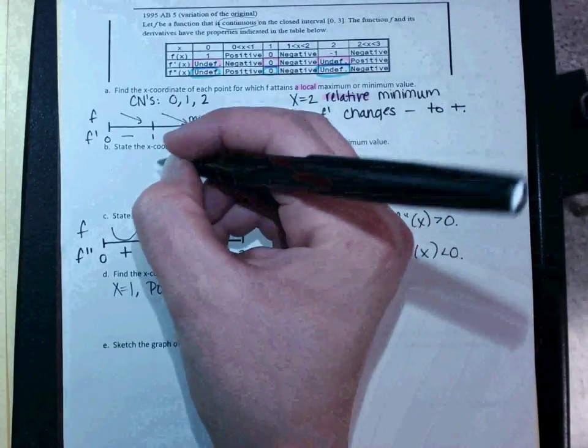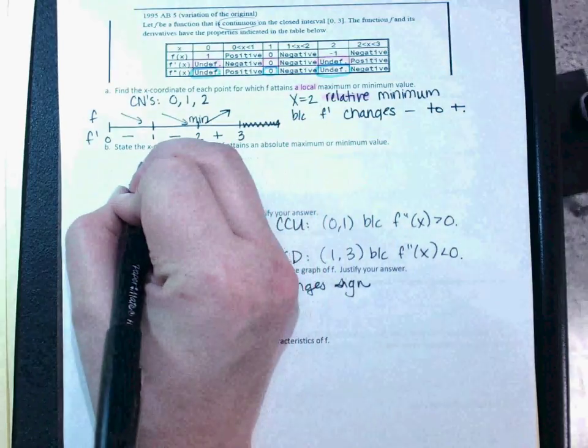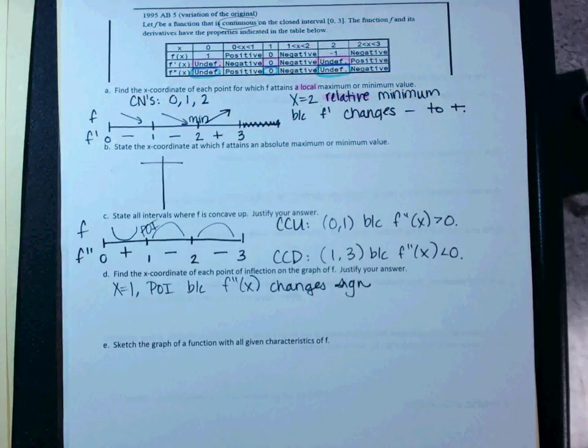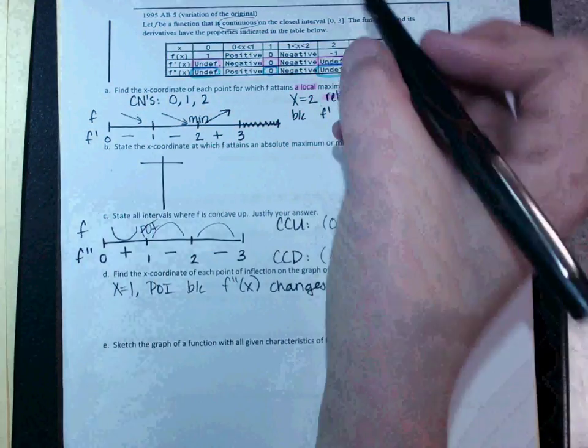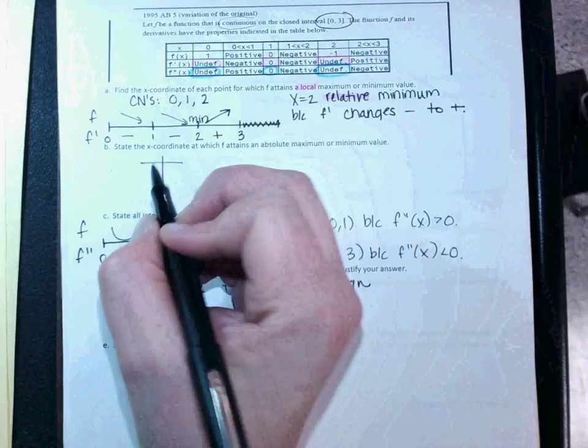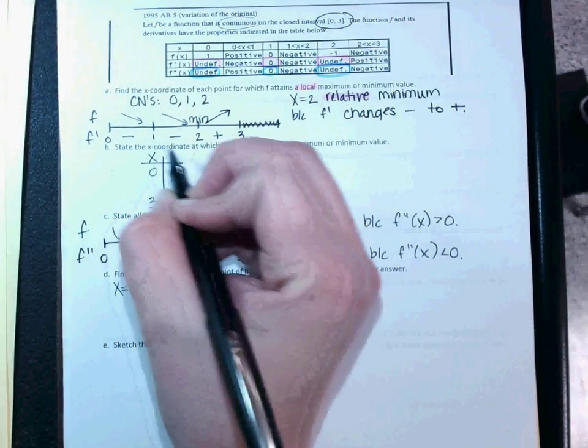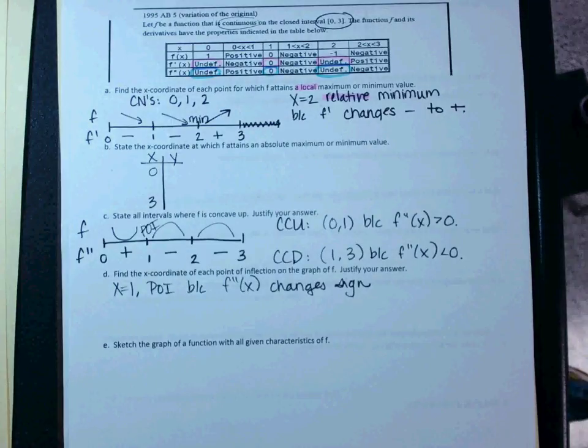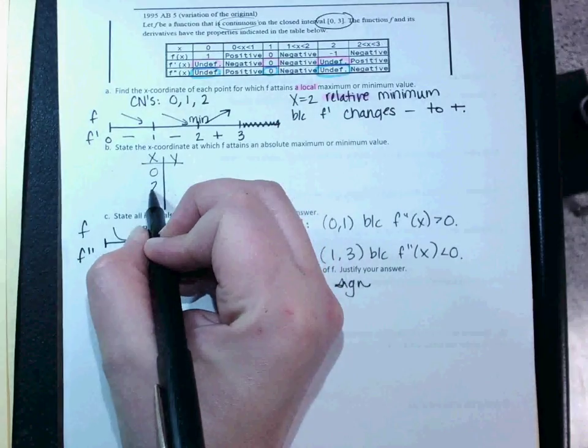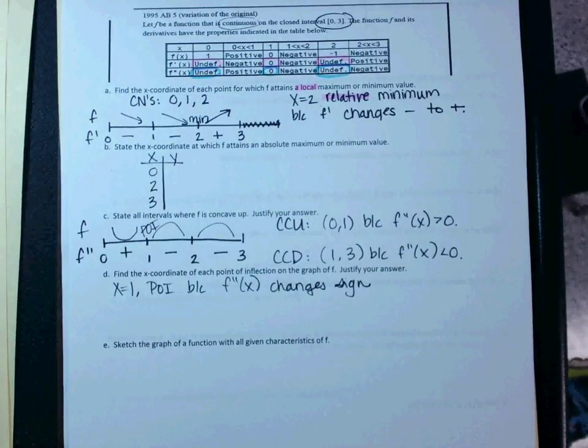Yes, candidates table. Okay, so what goes in our table? What are my endpoints? 0 to 3. You can see our interval right here, 0 to 3. And then remember that we also want to check any relative mins or maxes. I only had one. Where did it happen? 2. So these are the only 3 places that I could have a max or a min.